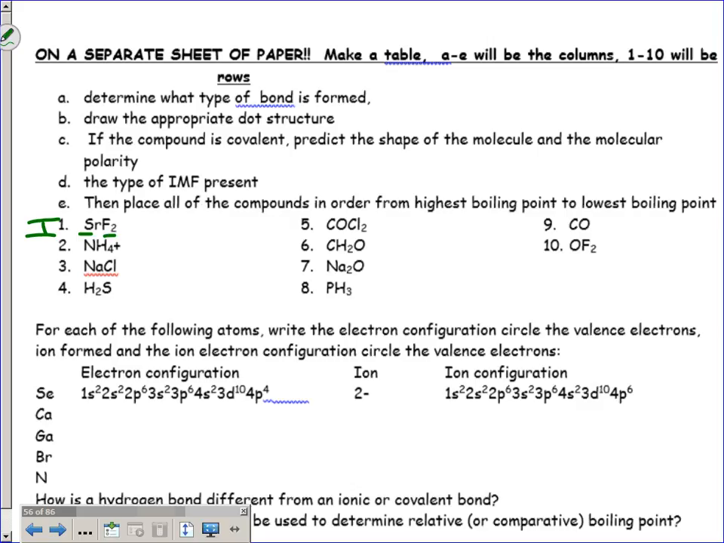Which other ones are ionic? Go ahead. Which one? Number 3, NaCl is a metal, non-metal. Which other one? 7 is Na and Na2O. Those are the 3 ionic ones.